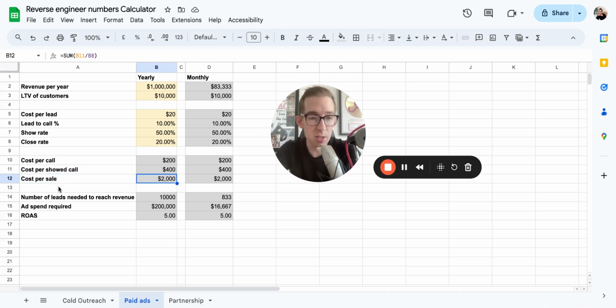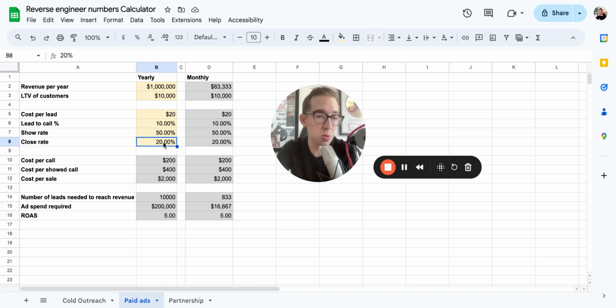In this situation, the cost per sale would be $2,000 because we've reverse engineered the numbers. And if you look at the sum up here, we've got B11, the cost per show call, divided by B8, the close rate. That means 1 in 5 people. So you're just taking the $400 and timesing it by 5.